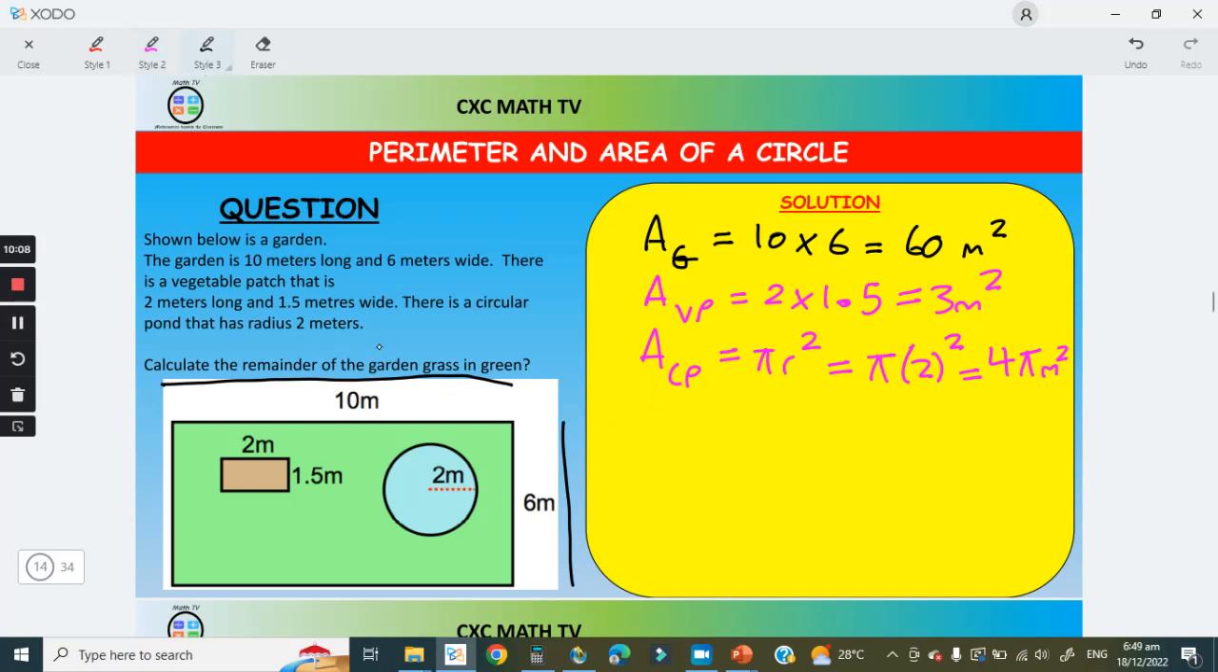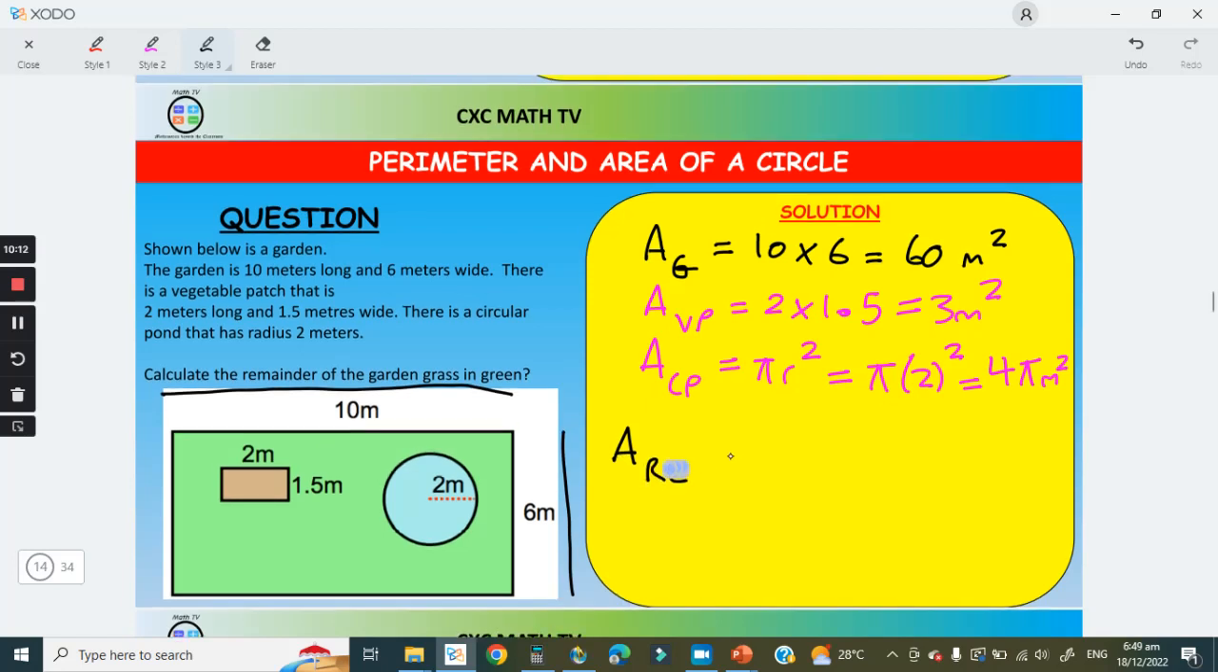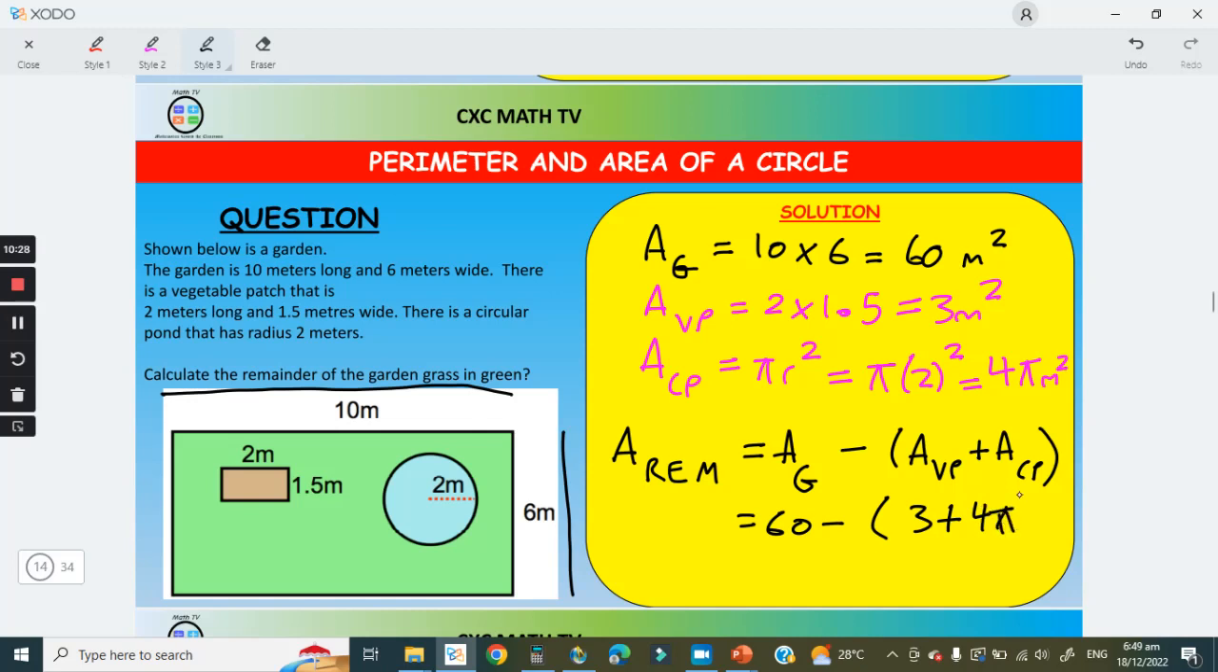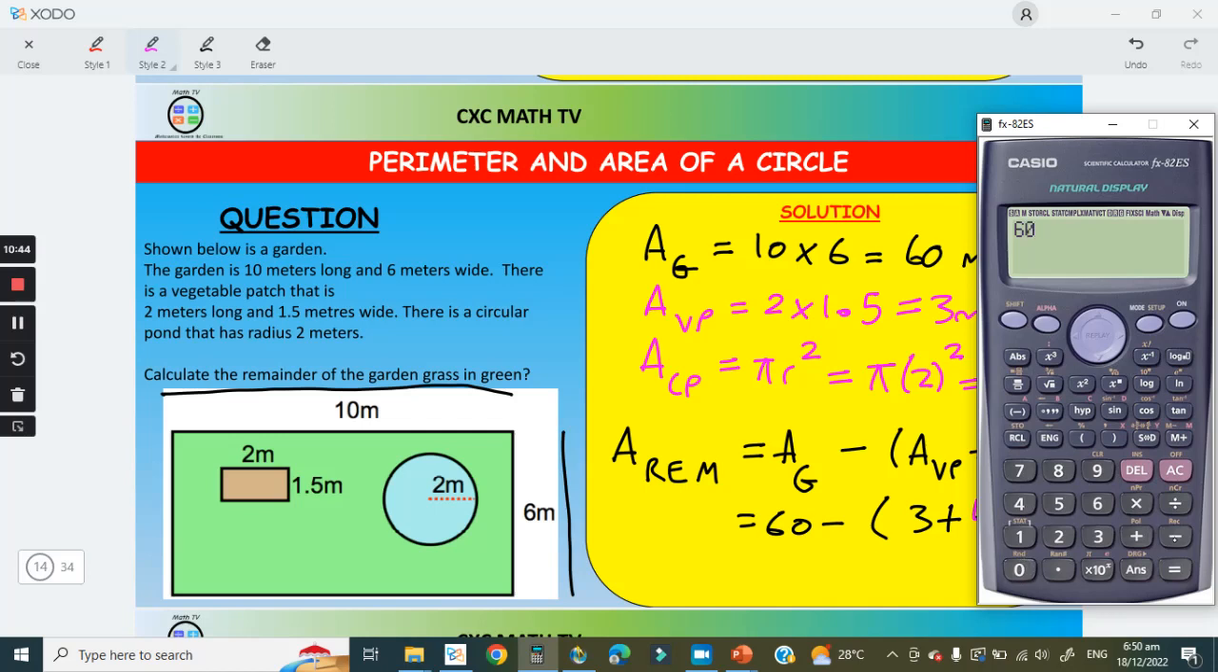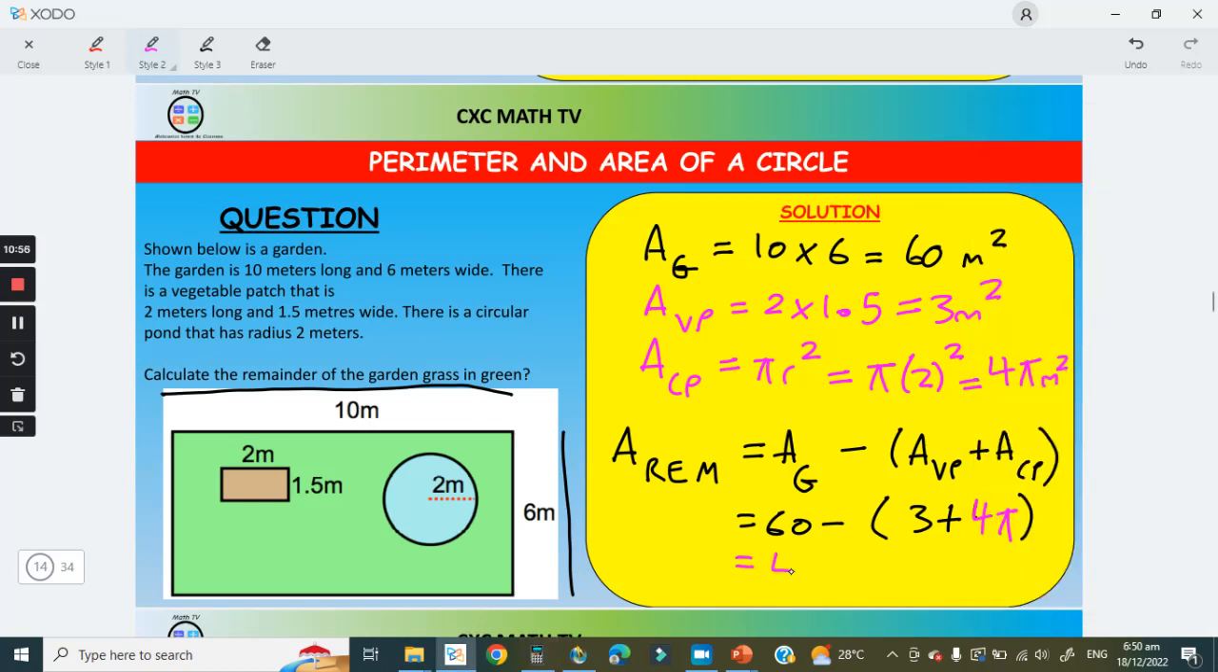So therefore, we need to find the area of the green grass left. The area that remains is just the area of the garden minus the area of the vegetable patch plus the area of the circular pond. That is 60 minus, we add 3 plus 4 pi, and we subtract it from 60. Now, you just put that in a calculator. You don't have to leave your answer exact. So you put 60 minus, in bracket, 3 plus 4 pi, and we get 44.4 meters square, and that's the area that remains. Nice. Easy, easy, easy.